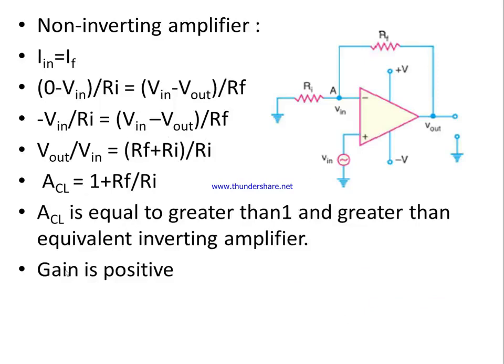Okay, so gain is positive. But in an inverting amplifier, it was minus Rf by Ri, gain was negative because output was out of phase with the input signal. But here, gain is positive, that is, output and input signals are in phase with each other. That is why it is a non-inverting amplifier.